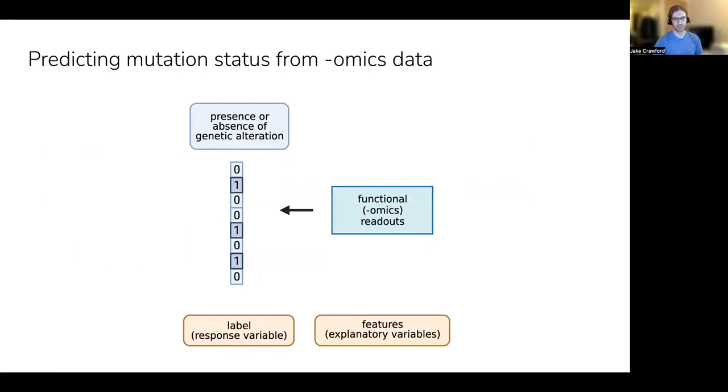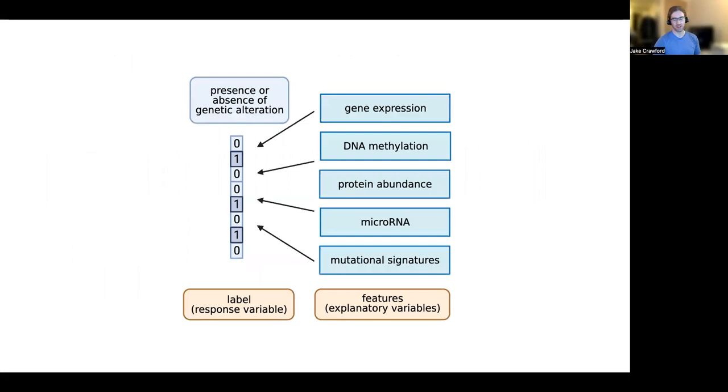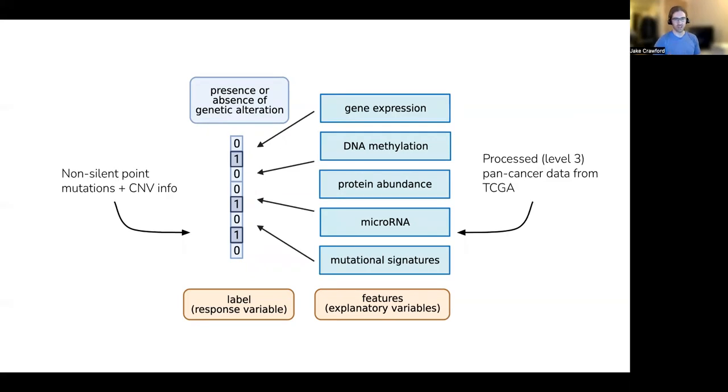So we can formalize this as a prediction problem where the labels are the presence or absence of a genetic alteration in a particular sample. And the features come from functional or omics readouts. In particular, these are gene expression, DNA methylation, protein abundance, microRNA, and mutational signatures. And we get these from TCGA. We're going to use processed level 3 data, and we'll use pan-cancer data, so across all of the different cancer types in TCGA. We can also use TCGA to generate the labels. We can use combined non-silent point mutations and CNV info to generate a binary label for each sample, whether it is mutated or not mutated in a particular gene.